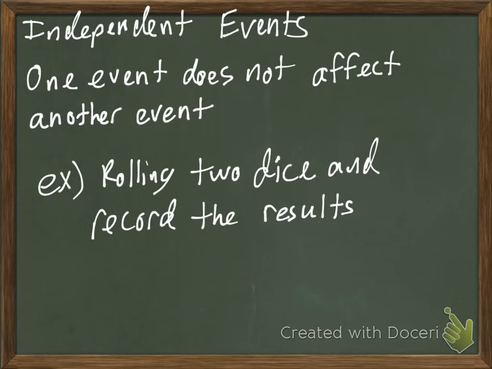So we're going to start with independent events. An independent event is when one event does not affect another event. So you have two things that are going on and they have nothing to do with each other. Like if we're rolling two dice, we're recording the results. If you roll one die and then you roll another die and you're just trying to write down what the numbers are, those are independent events. They don't affect each other at all. One happens, the other happens.